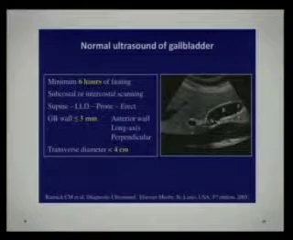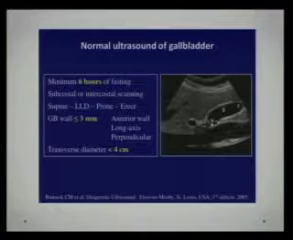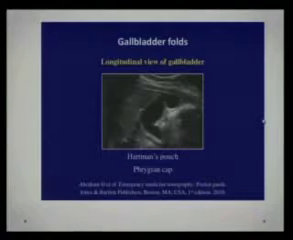Here they're trying to show you the fundus, the body, and the neck of the gallbladder. This focal dilatation is the Hartmann's pouch. Gallbladder folds. When we do the longitudinal view of the gallbladder, many a time we can see that a gallbladder lumen is not constant. It is not of the same caliber from the fundus to the neck. It is invaginated by various folds, and those folds can easily be removed from the image depending on what is our angle of inclination.